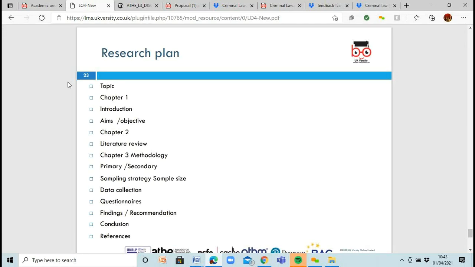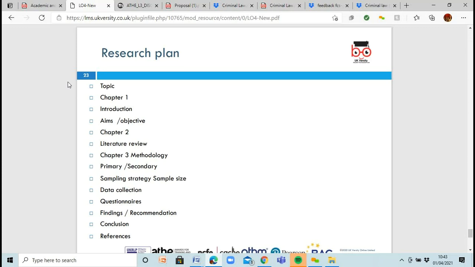So just as an overview, you got your topic, you got your chapter 1, which is your introduction, your aims and your objectives. Chapter 2 is literature review. Chapter 3 is methodology. So you're looking at primary and secondary sources. You're telling me how many people you looked at. You're telling me how you got your data, if you looked at the internet, if you looked at books, if you looked at videos. You're going to include your questionnaire that you make in this section. Then you're going to tell me what you found out and what your recommendation might be.